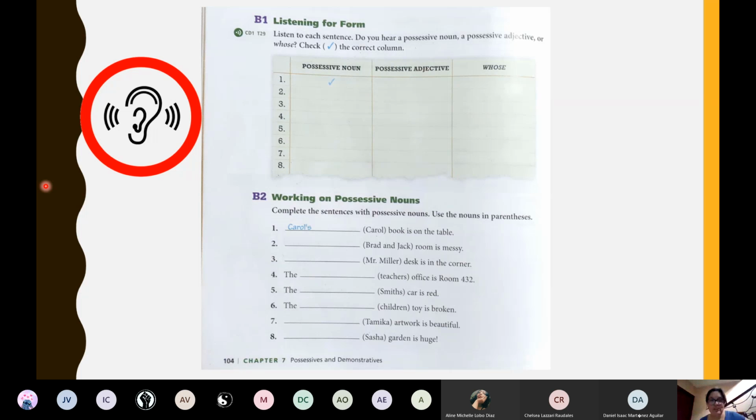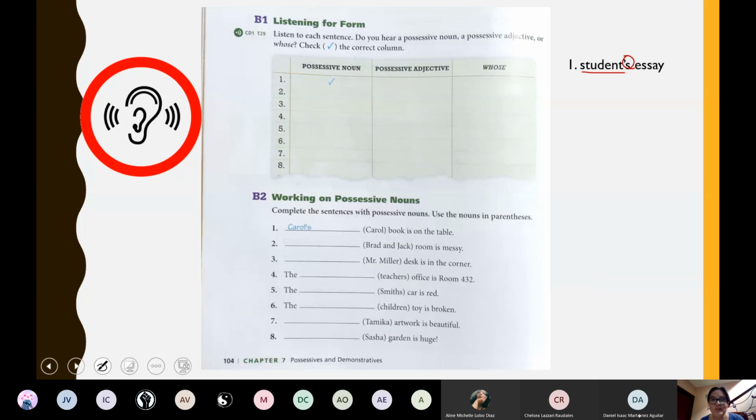Okay, so I'm going to ask some of you to tell me the answers. Number 1 is already done for you. Number 1 was a possessive noun, because it says the student's essays are very good. Here we have the noun, and with the apostrophe we are saying that something belongs to the student, the student's essay. So it was a possessive noun.